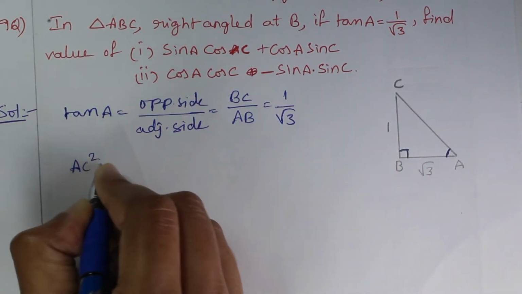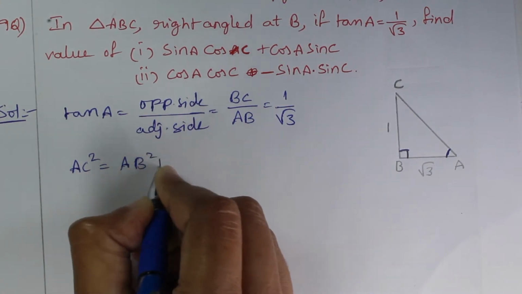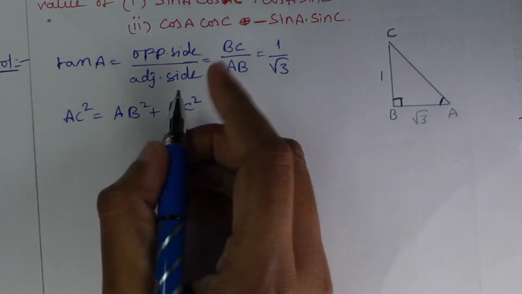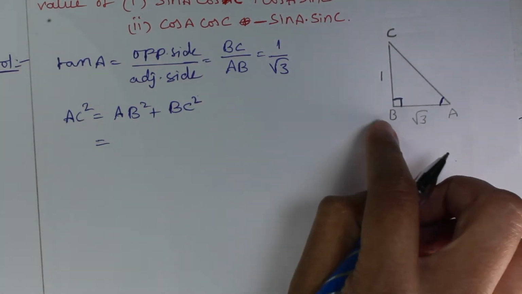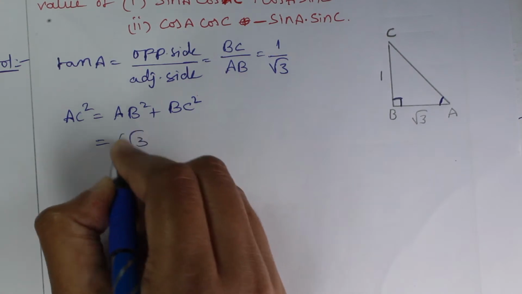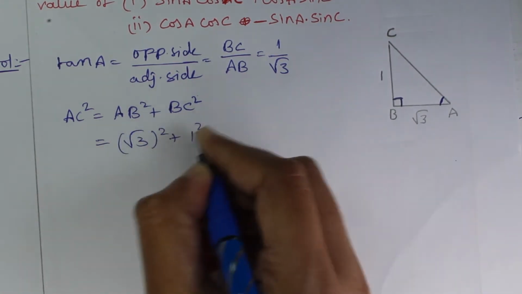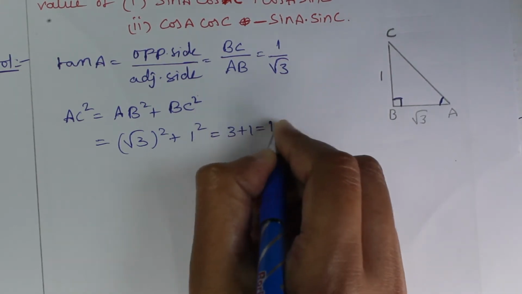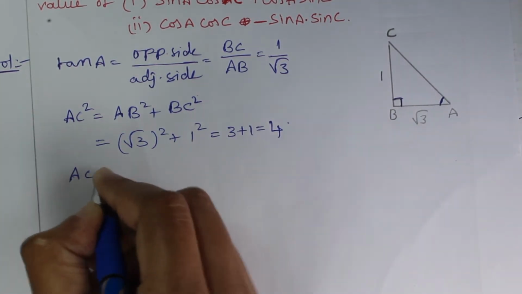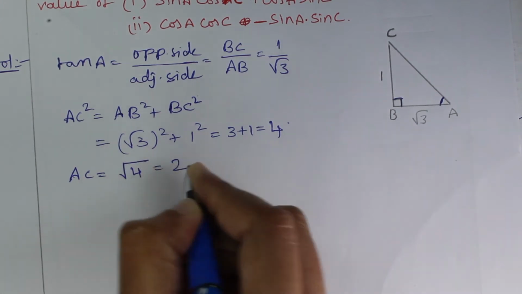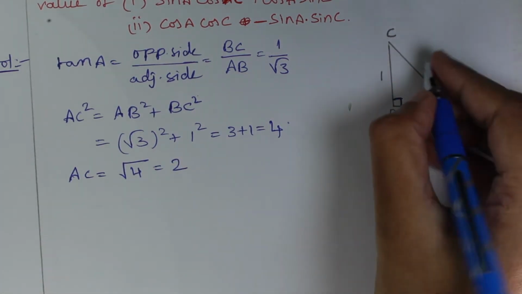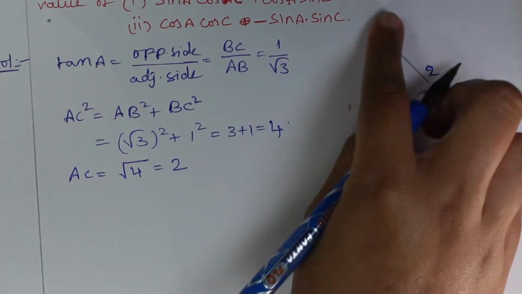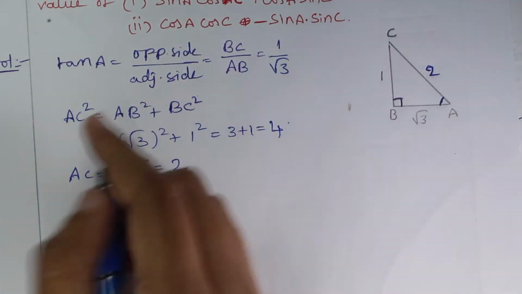So AC square is equal to AB square plus BC square. That is equal to, what is AB square? Root 3 whole square plus 1 square. That is equal to 3 plus 1, that is equal to 4. So AC becomes square root of 4, that is equal to 2. So the hypotenuse is 2. Now we got the values for all the three sides. Now we can calculate the first part of the question.